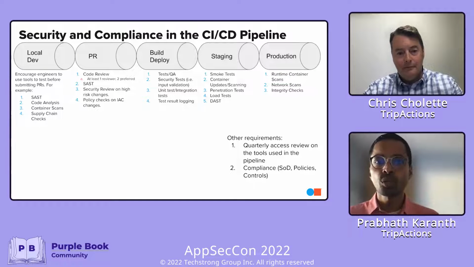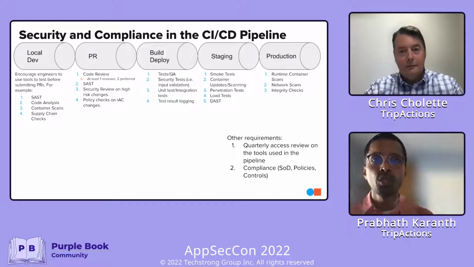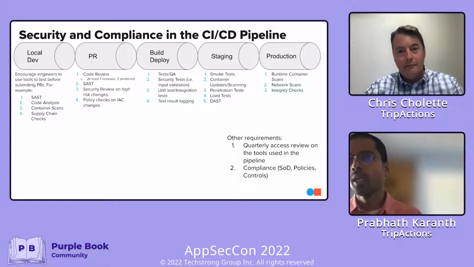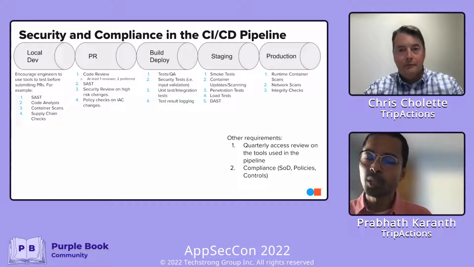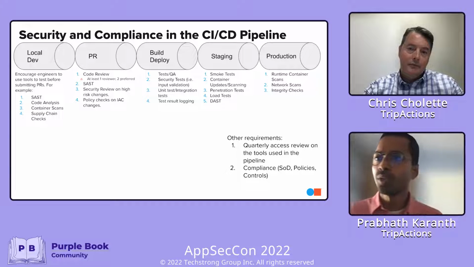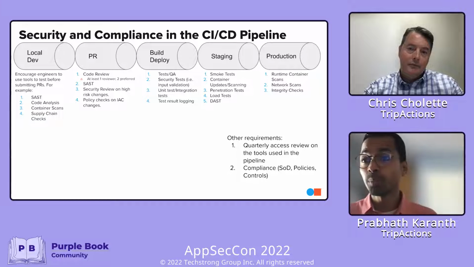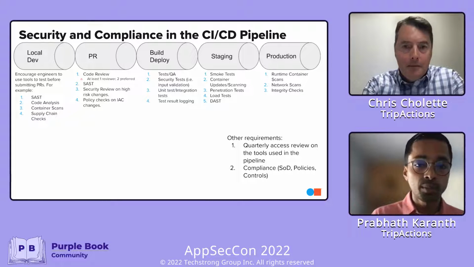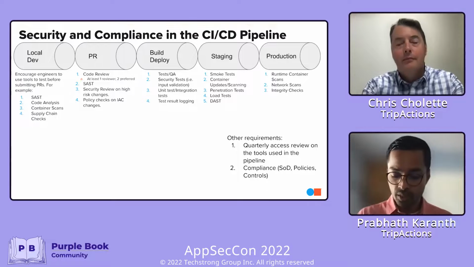You can pick and choose what you want to adopt, but we wanted to give you a holistic view of how this can happen in a very pragmatic way. And lastly, some of the other requirements from a compliance perspective are quarterly access reviews of access to all of these tools in the pipeline, having the right segregation of duties, policy controls, etc., so that you can demonstrate governance and compliance to your auditors and customers as well.